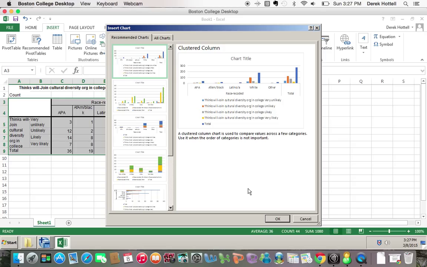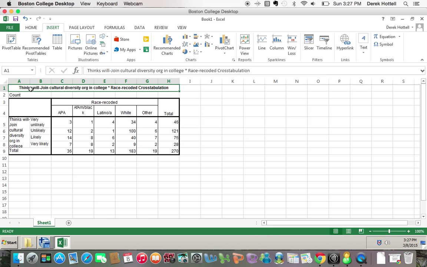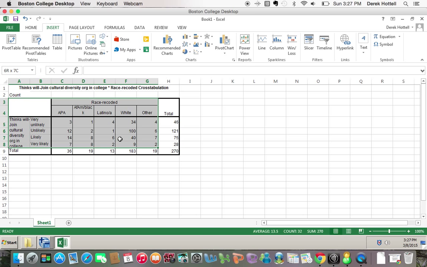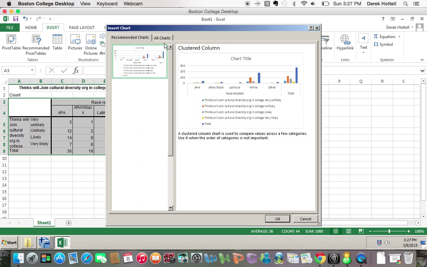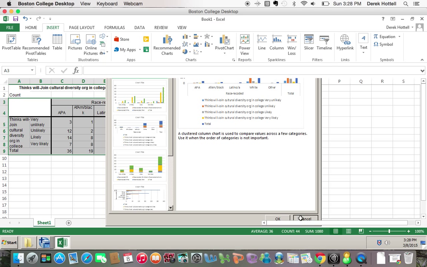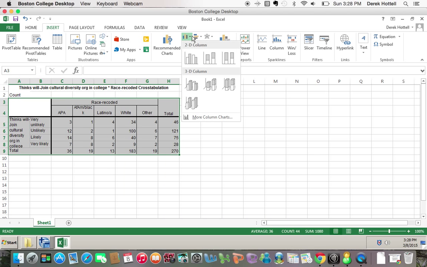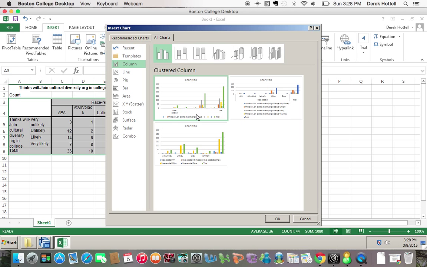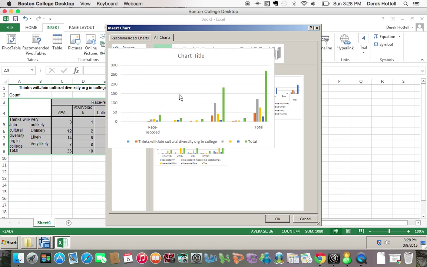So we want to run a clustered column, which is no different than a clustered bar graph, which is what we were running in SPSS. And so if you click that recommended charts, now that I'm not highlighting this information here, it will tell us that. So if you just highlight the actual information that's going to be used in the bar graph and click recommended charts, it'll show you that for us. But if you want, you can also click on this and go to more column charts, and it'll show you the same thing here.